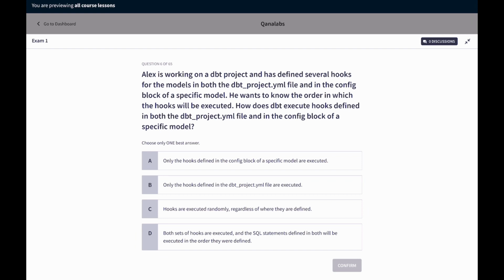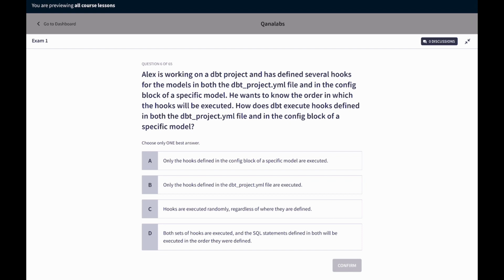So let's review each option. Option A, only the hooks defined in the config block of a specific model are executed. This option is incorrect because DBT will also consider hooks defined in the DBT project.yaml file. It's not just the ones defined within the config block of a model or the YAML file of a specific model. It considers all the different hooks defined across your DBT project.